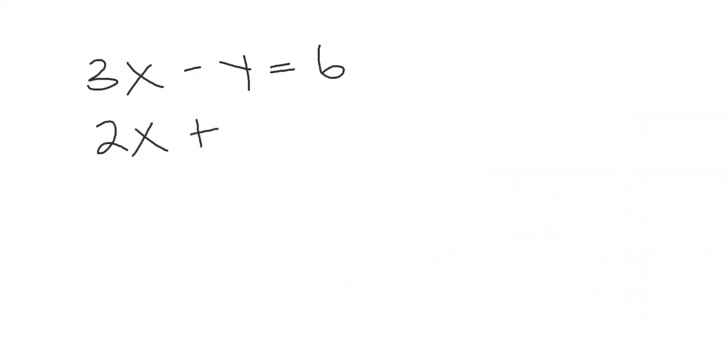Then I'm going to do another example. Let's take 3x minus y equals 6. Then let's take 2x plus 4y equals, let's say, maybe 1. We are solving by elimination.